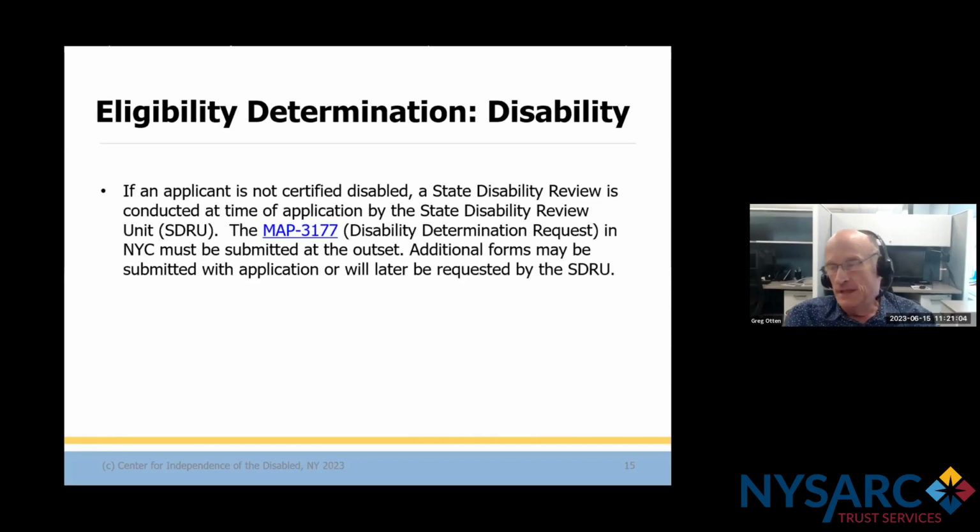Now, these forms that I'm going to reference here, there are links to them. To be honest with you, I know New York City better than I know upstate. In New York City, you would submit MAP 3177, which is a basic, very simple one-page form requesting a disability determination. That one, or the equivalent upstate. If any of you know, feel free to let us know.